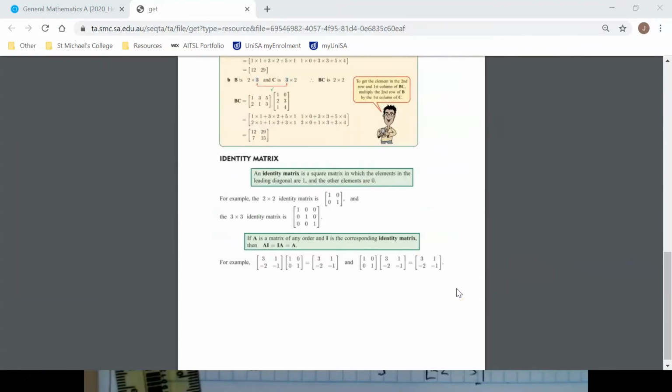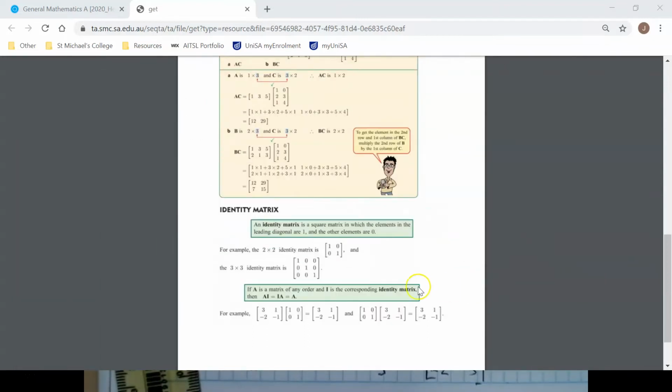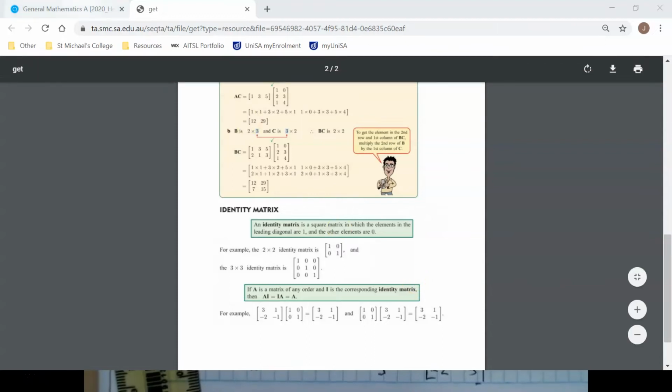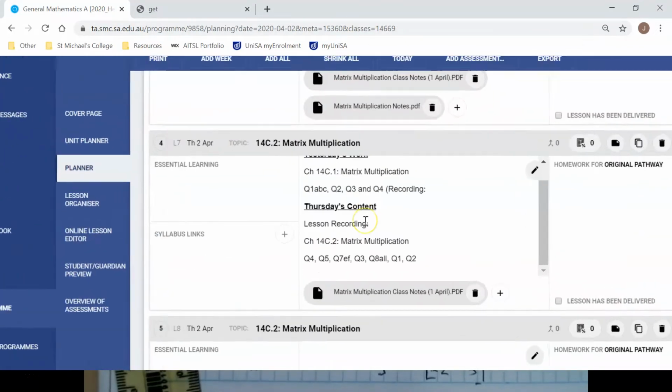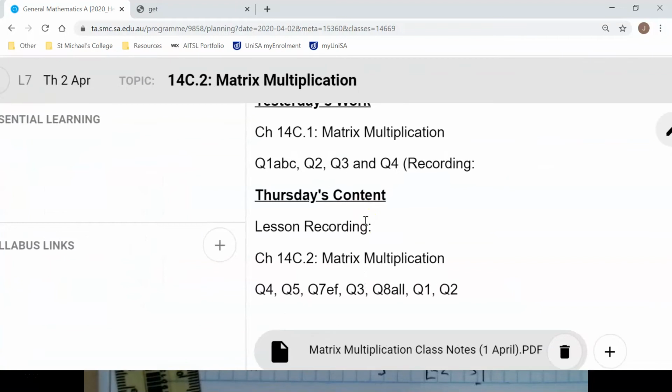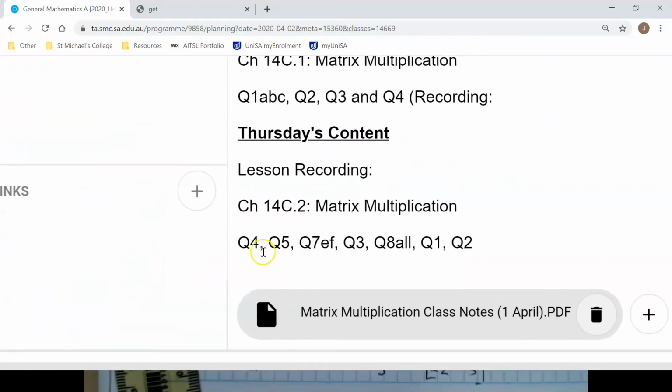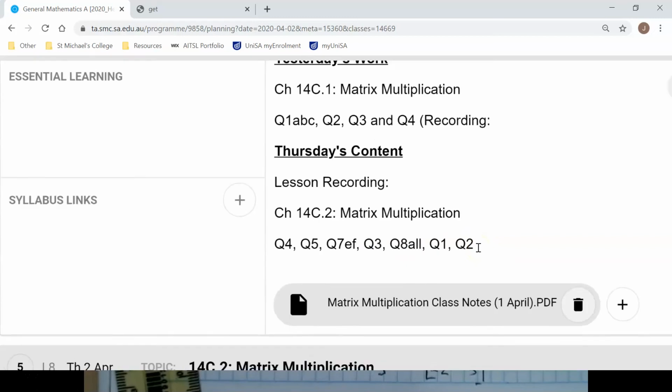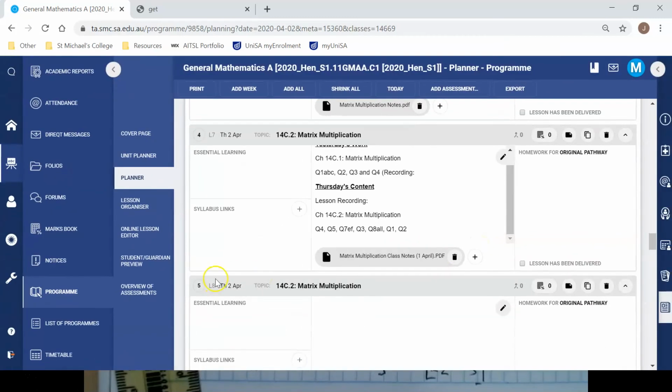Alright, so that's all of the new content for today. I don't want you to start at question 1 of 14C.2, I want you to start at question 4. Do 4, 5, 7, E and F, then you can come to 3 and then do 8. And then 1 and 2 at the end, if you get there, which you probably won't. But over the break or at some time, I'd like you to do these questions because they're going to be good for your practice.